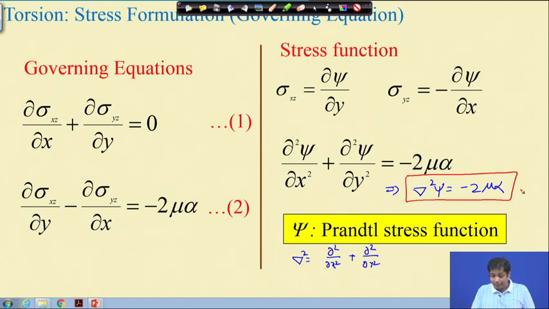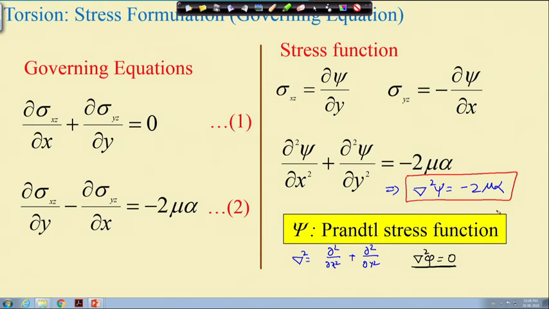If you recall, the Laplace equation is written as del 2 of any function, say phi, equal to 0. If it is homogeneous, the right hand side is 0, and we call it the Laplace equation. This equation, with a non-zero right hand side, is called Poisson's equation.